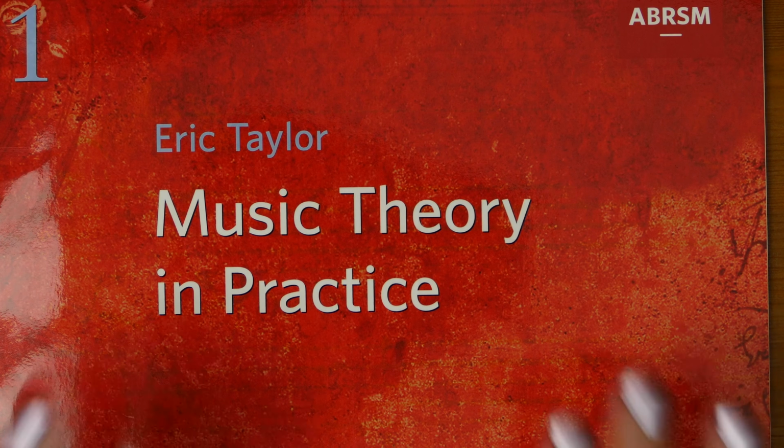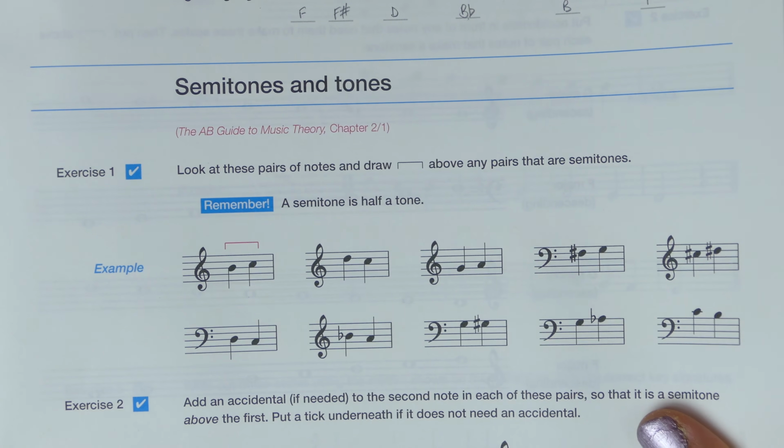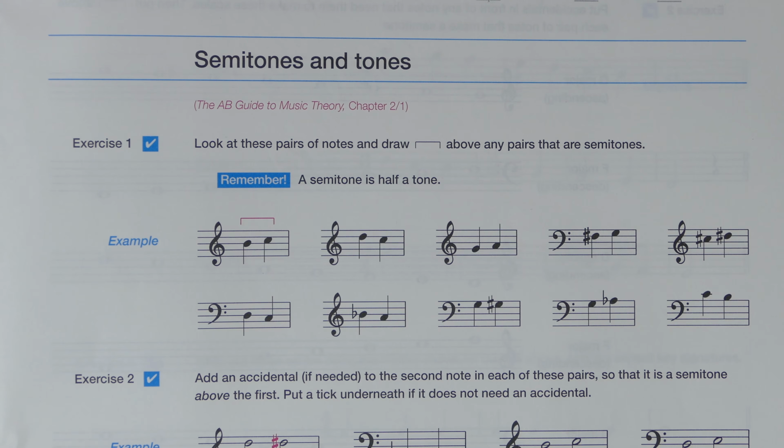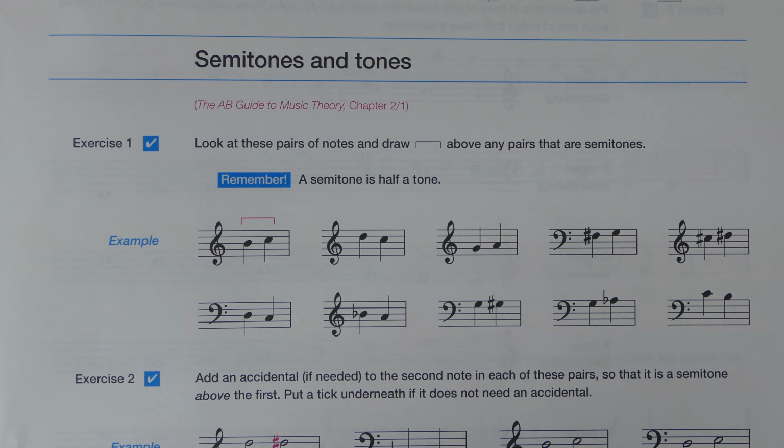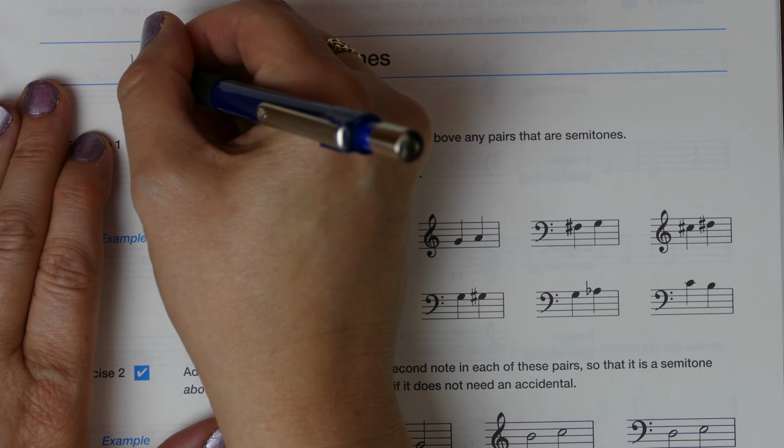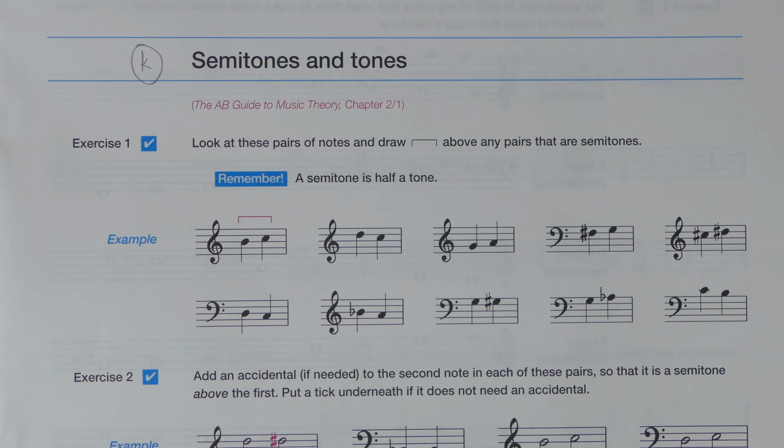So let's turn in your workbook. We're turning to page 15 and we're looking at tones and semitones. Have your pencil and eraser to hand, and I'm just going to mark here K so we know that this is sheet K that we're referring to.